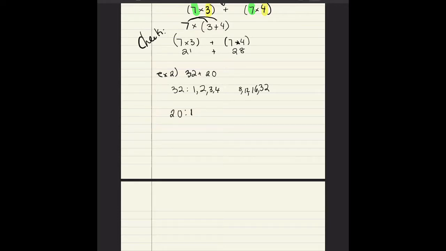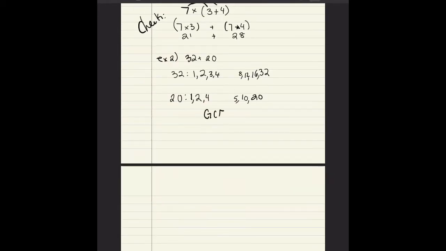20. I have 1 and 20. 2 and 10. 3 cannot, but 4 can, 5 times. And since these two are right next to each other for 5, we're done with that one. So our GCF equals, let's find out. 1 and 1 are the same, 2 and 2, 4 and 4, and that's all we have in common. So the GCF is 4.